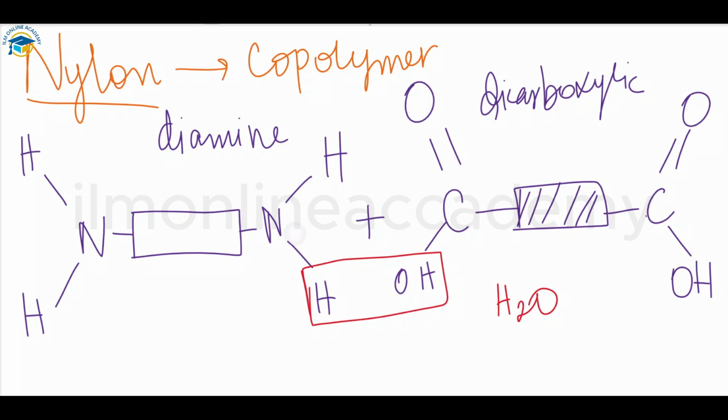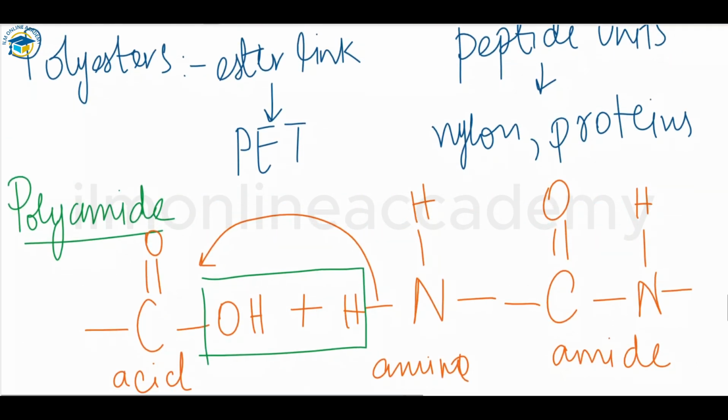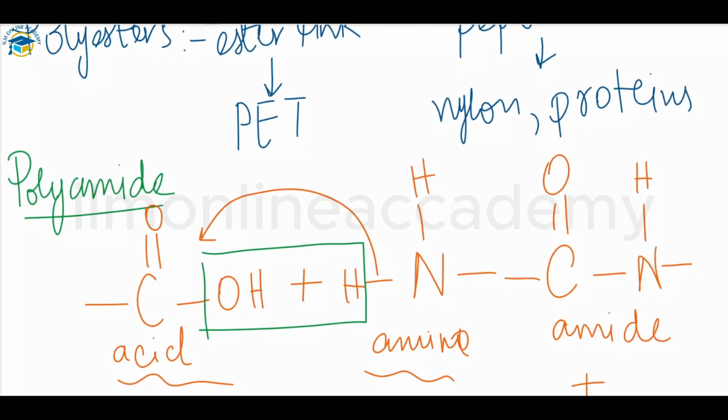Now nitrogen will make the bond with the carbon atom, because carbon loses its one bond with the hydroxyl group and nitrogen loses its one bond with the hydrogen. So there is a space present between them. They join together and form a link. This link that is formed here is the polyamide that is formed between them, as you can see here: a polyamide forms from the reaction between the acid and the amine.